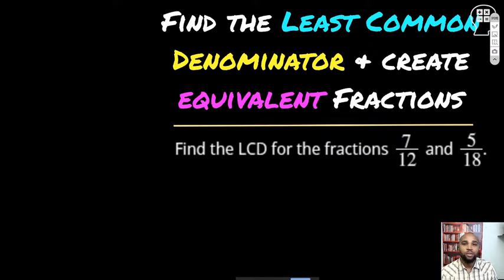Today, as you see on your screen, we will be discussing finding the least common denominator and creating equivalent fractions. By the end of this lesson, you'll be able to work problems similar to the one you see right here. Find the LCD, or the least common denominator, for the following fractions: 7/12 and 5/18. What's the least common denominator and what does that mean? So let's get into it now.